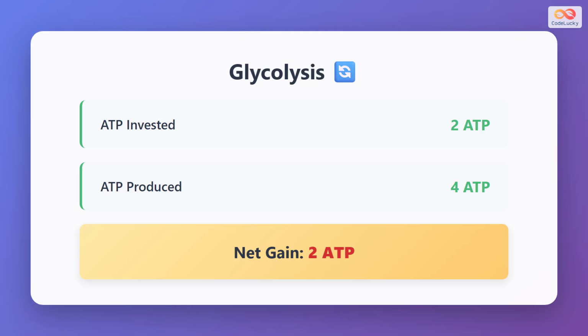Let's examine glycolysis more closely. During glycolysis, the cell actually invests 2 ATP molecules to get the process started. This is called the investment phase. However, as glucose is broken down into 2 pyruvate molecules, the pathway produces 4 ATP molecules. So we invested 2 ATP and produced 4 ATP. This gives us a net gain of 2 ATP molecules from glycolysis. It's important to remember that glycolysis is the net gain, not the gross production.